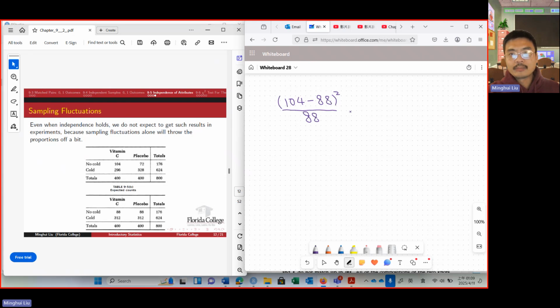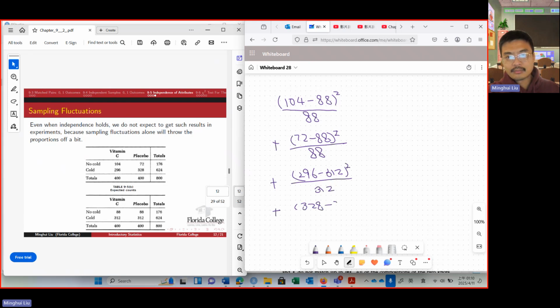And now the chi-square is calculated by doing this to all the cells. So the next one is 72 minus 88, then we square it, and then we divide by 88. Then plus the third one, 296 minus 312, you square it, and you divide by 312. And finally, you have 328 minus 312, square it, and then divide by 312. And you can use a calculator or R to find out this value.